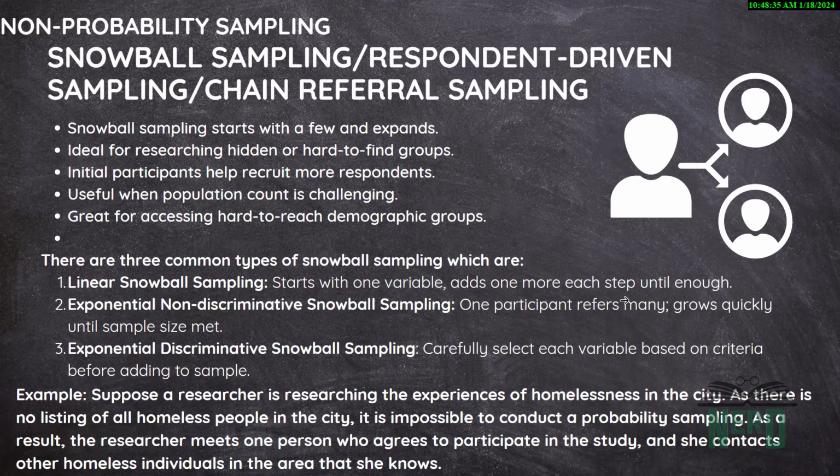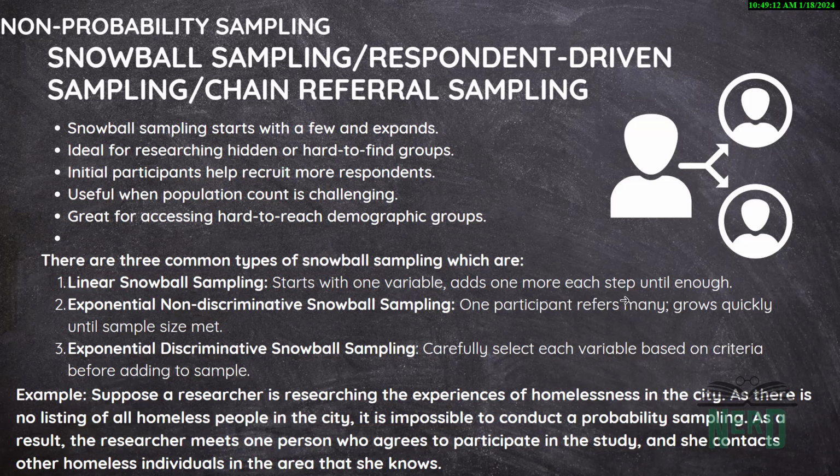And let me give you an example, then you'll understand. Say a researcher wants to understand what it's like to be homeless in a city. There's no easy list of all the homeless people out there, right? So traditional ways of picking a sample won't work. The researcher finds one person who's willing to take part in the study and asks them to introduce other homeless people they know. This way, the researcher can build up a group of participants, like starting with one snowflake and ending up with a whole snowball.